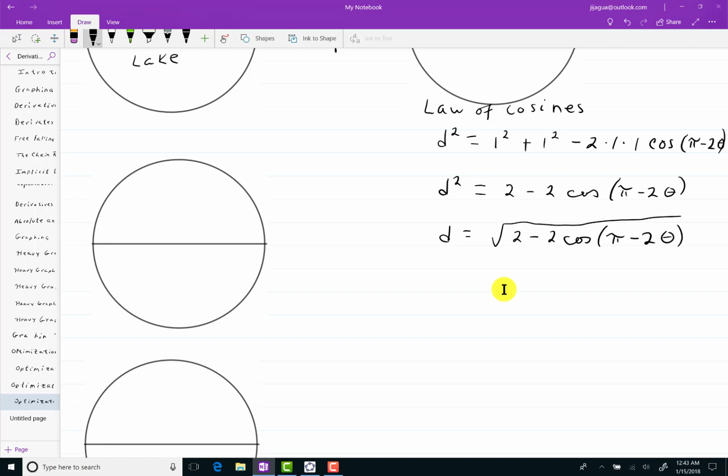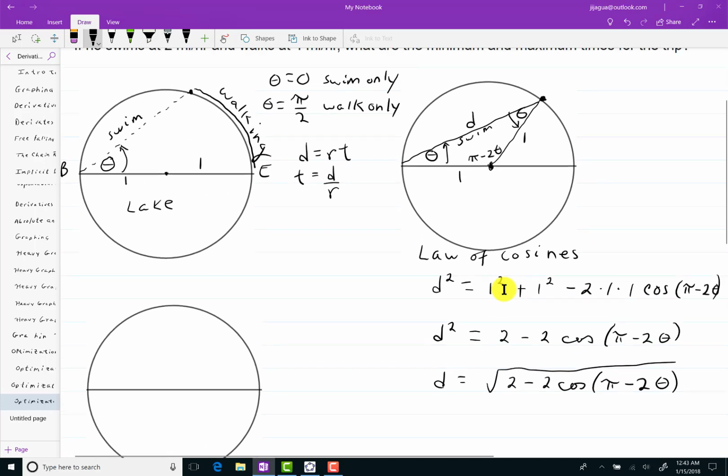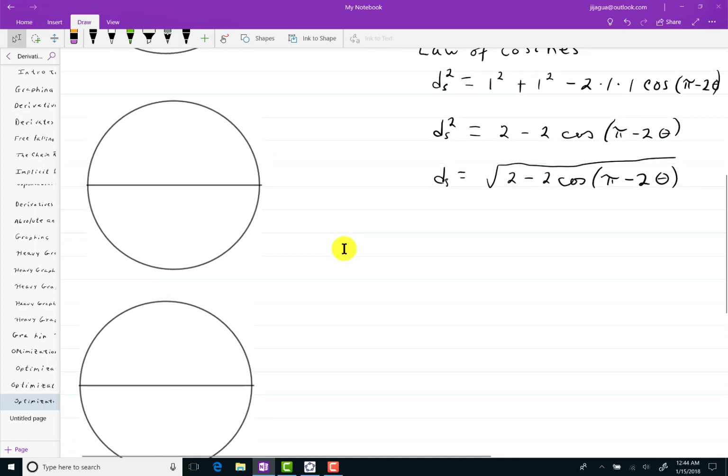I think what might not be a bad idea to do is put a little sub s here. Why am I putting this s in here? Well, this is the distance that he swims. And then I'll look at the distance that he walks, and I'll call it d sub w. So that's his swimming distance.